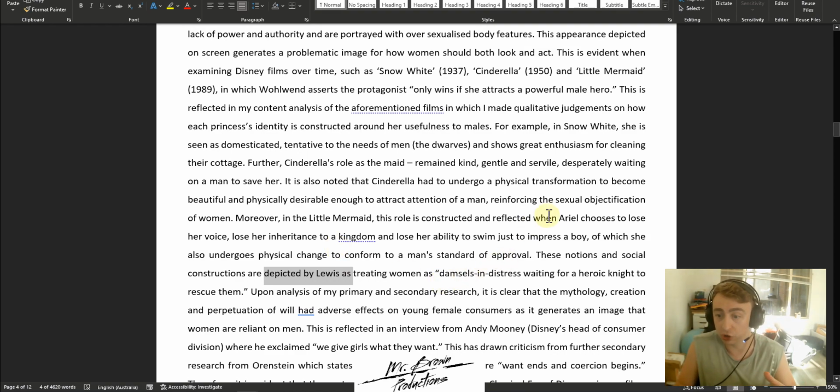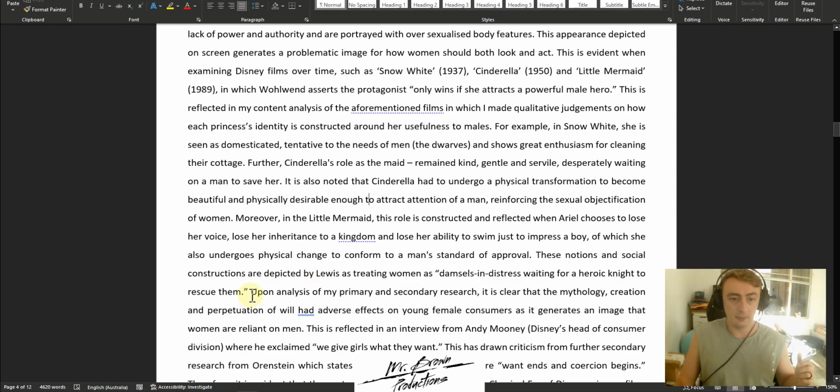We've used really strong synthesis statements. This is reflected in my content analysis. This is evident when examining films over time. These notions are currently depicted by Lewis as this. So when they say Lewis and Walwyn, they're using the last name of the researcher that's done that. So you can use that if you want. Or you could say something like, these constructions are depicted by further secondary research, which asserts that. Or you might say, further research conducted by Harvard University, which states that blah, blah, blah.